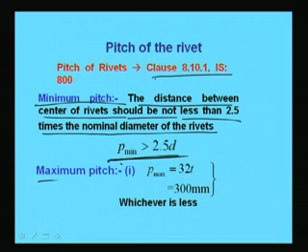Another thing is the maximum pitch. Maximum pitch also has been guidelined by the code, that is, maximum pitch can be 32 T, where T is the thickness of the plate, or 300 mm, whichever is less. Now, which T will we consider? T is the smaller thickness, that means the thinner part of the plate. So, maximum pitch will be either 32 T or 300 millimeter, whichever is less.